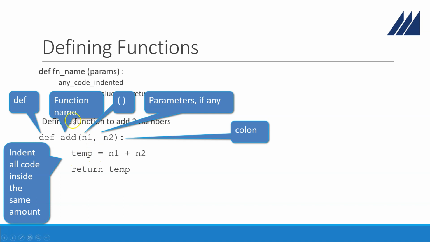Remember, we have the header and we have the body of the function. The header starts with the define or def, the name of the function, parentheses, and then as many parameters as you want or as you have, or you can have none, and then a colon.